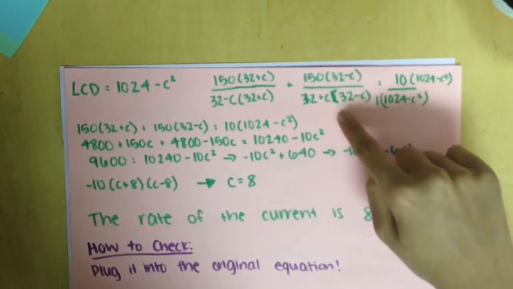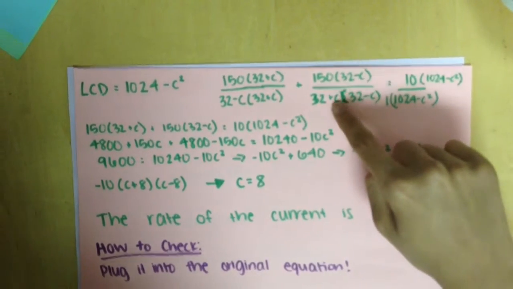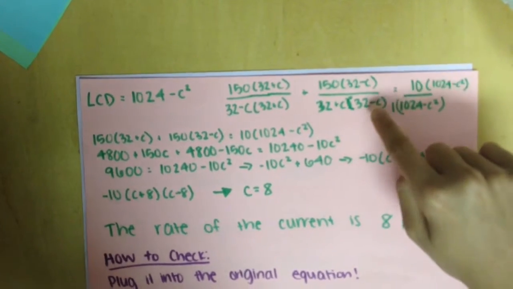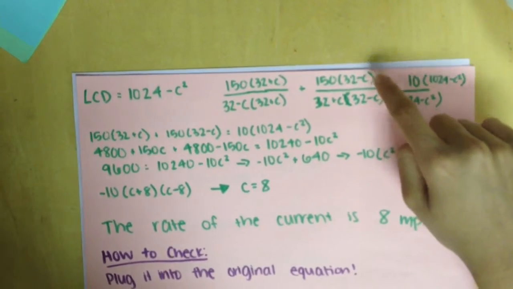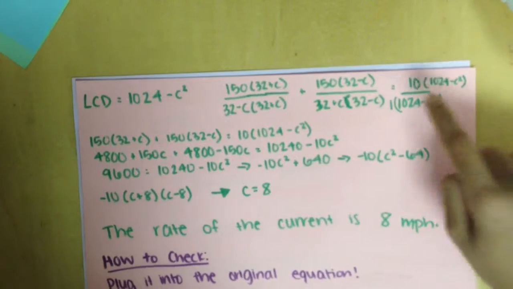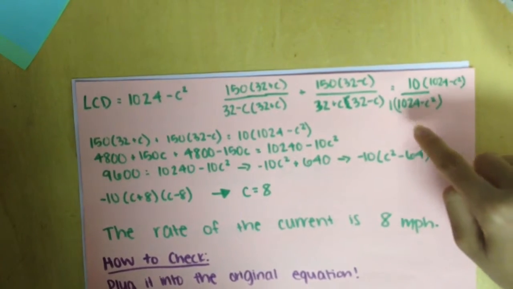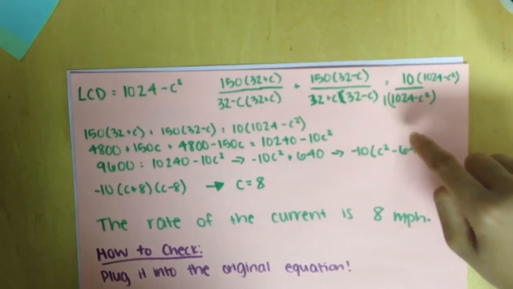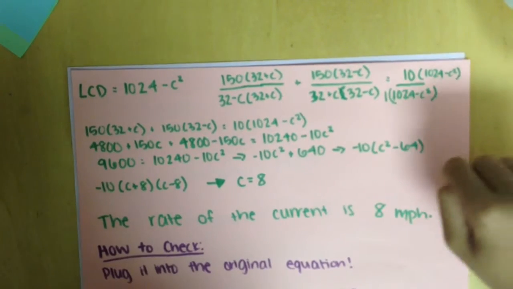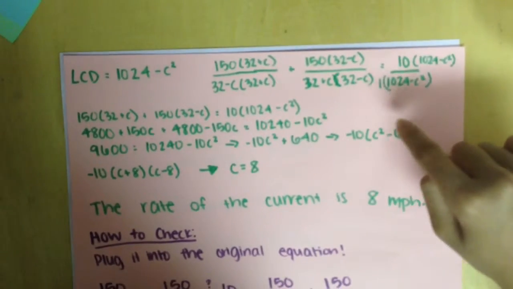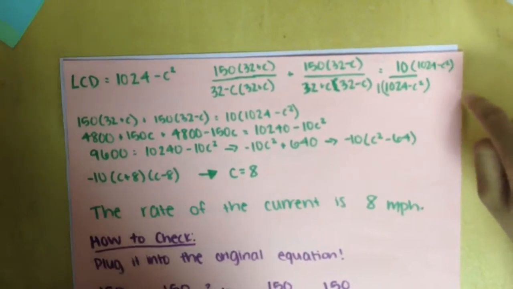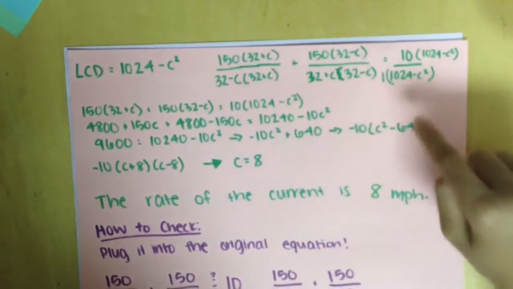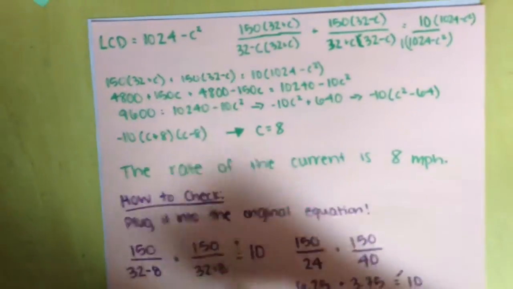You do the same with this one, except this time this denominator has 32 plus c, and you need a 32 minus c, so you multiply the top and the bottom by 32 minus c. This one, being a whole number, has a denominator of 1, so it doesn't have 32 plus c or 32 minus c. So you multiply both the top and the bottom by the LCD, 1024 minus c squared. Now that we've got all the denominators to be the same, we can deal with just the numerators.